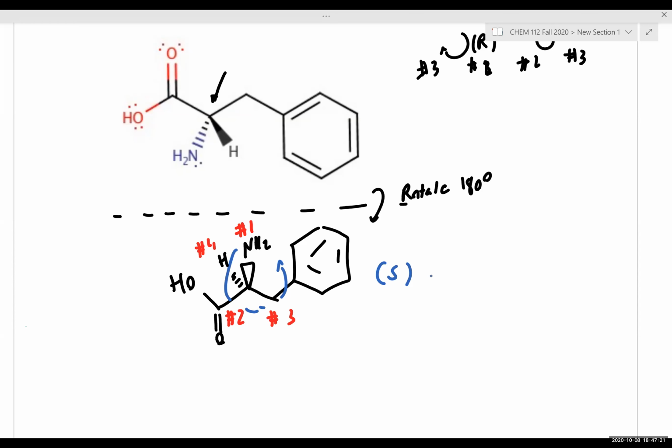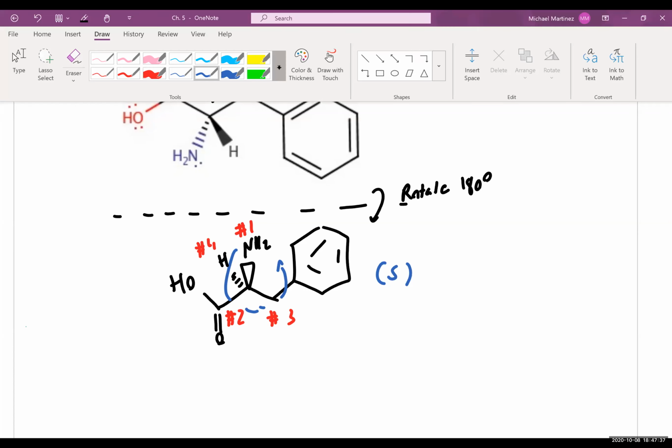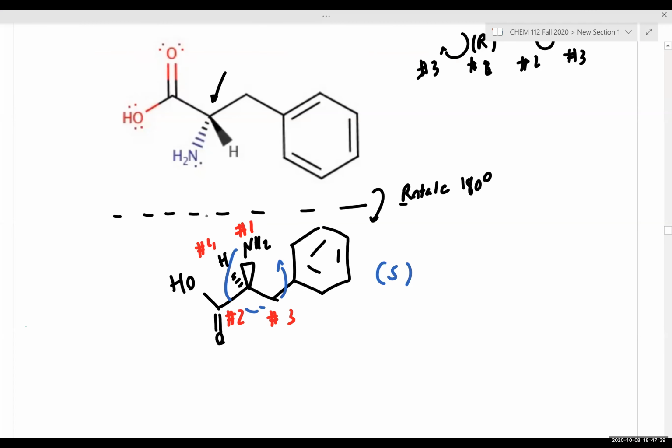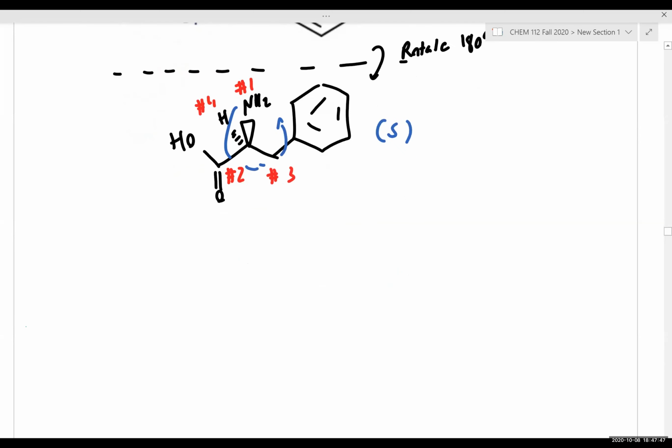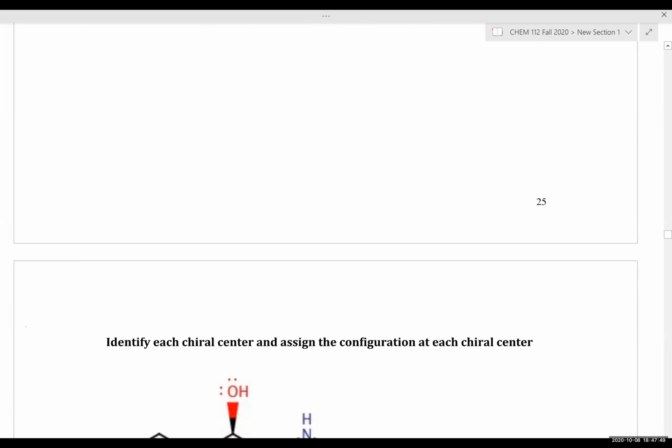Any questions on this example? Okay, so the one thing to keep in mind is you'll have to rotate your molecule to place your lowest priority group in the back. But the priority group assignments that I've seen so far look good.